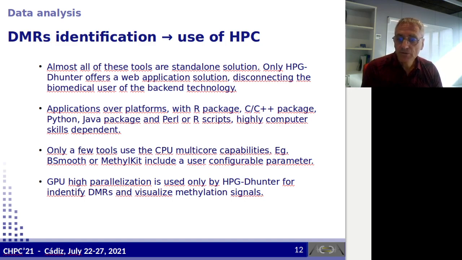The developed applications are highly computer skills dependent. They are applications over platforms with R packages, C or C++ packages, Python, Java packages, scripts in Perl or R. Highly computer skills dependent, of course. Only a few tools use the GPU multi-core capabilities. For example, Bismark or MethylKit include a user configurable parameter. GPU high parallelization is used only by HPC D-Hunter to identify DMRs and visualize methylation signals.